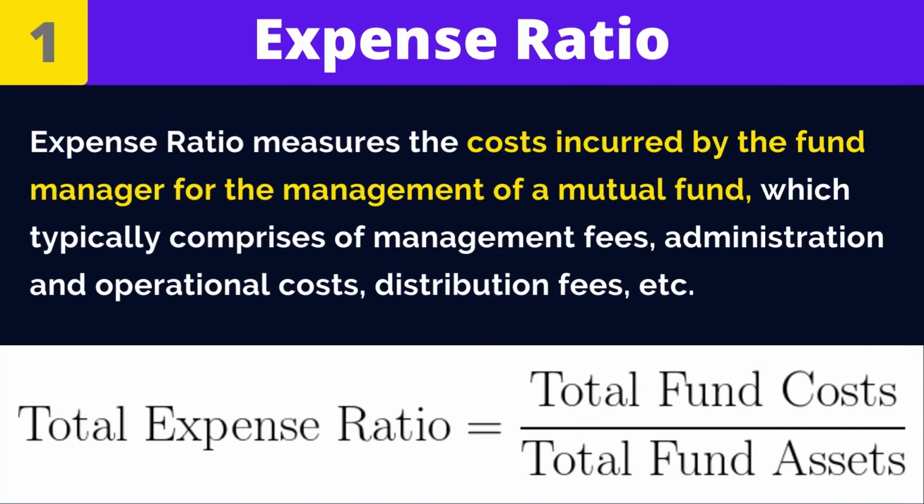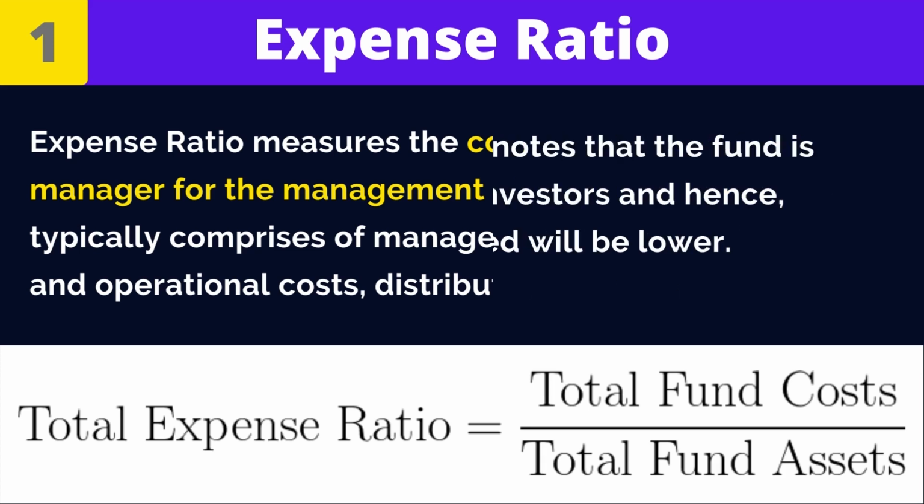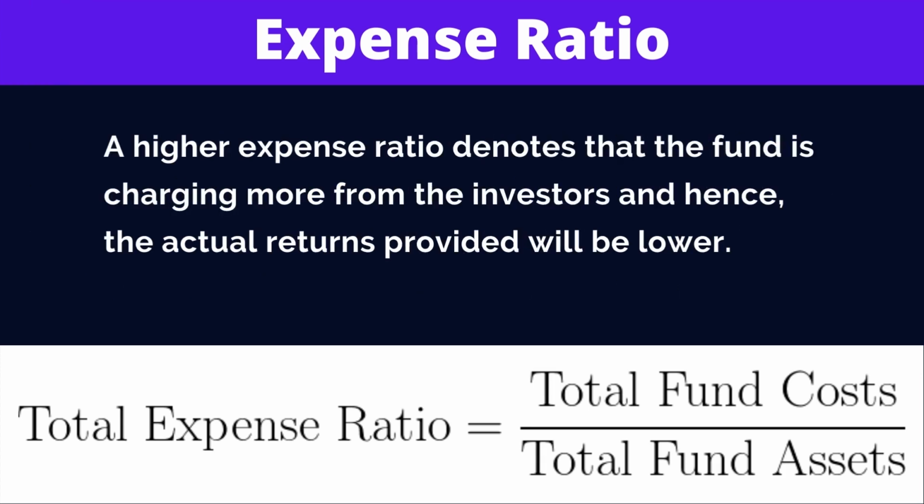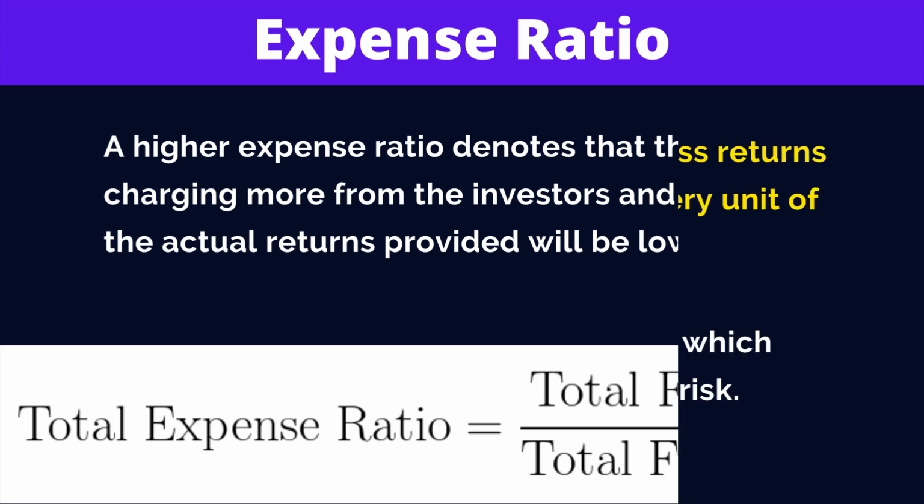Number 1. Expense ratio. Expense ratio measures the costs incurred by the fund manager for the management of a mutual fund, which typically comprises of management fees, administration and operational costs, distribution fees, etc. The formula for expense ratio is total fund costs divided by the total fund assets under management. A higher expense ratio denotes that the fund is charging more from the investors and hence, the actual returns provided will be lower.